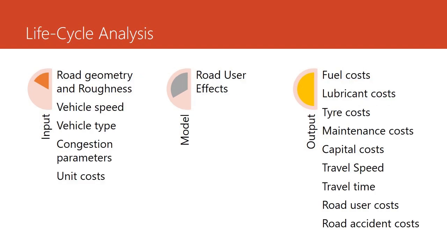Another critical part of the HDM4 system is the road user effects model, which quantifies how road conditions affect vehicle operating costs, travel time, and safety. The model begins with a set of important inputs. We provide details on road geometry, such as gradient, curvature, and lane width, along with the current roughness of the road surface. Next, we input vehicle speeds, vehicle types, including light vehicles, trucks, and buses, and congestion parameters, which reflect traffic flow and density. To support economic analysis, unit costs for fuel, tires, parts, and labor are also specified.